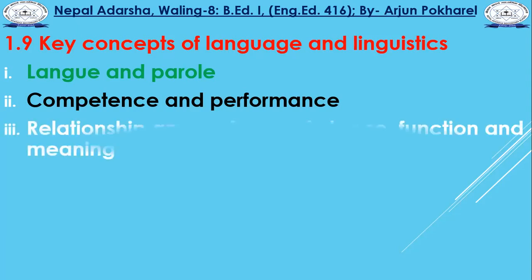And the third concept under language and linguistics is the relationship among form, substance, function, and meaning. Here, what is the relationship between form, substance, function, and meaning will be studied. That is, what is the relationship between form and substance? What is the relationship between form and function? And what is the relationship between form and meaning? These form-substance, form-function, and form-meaning relationships will be studied in the relationship among form, substance, function, and meaning.